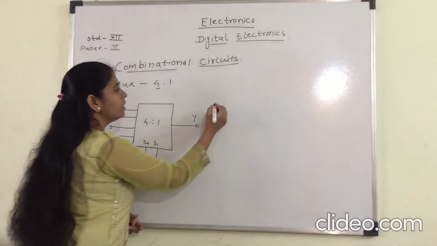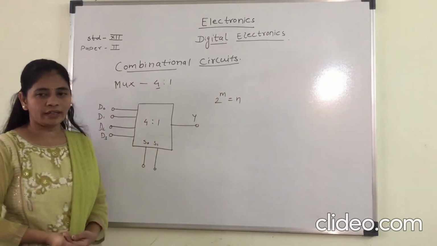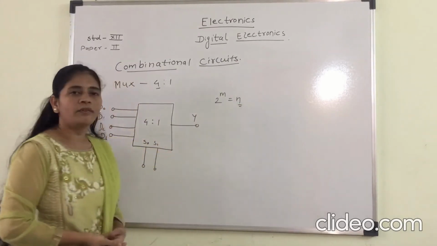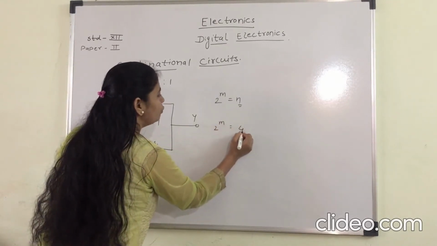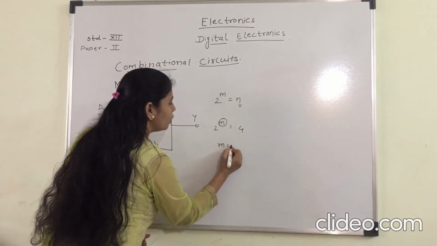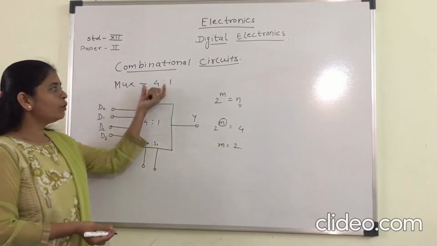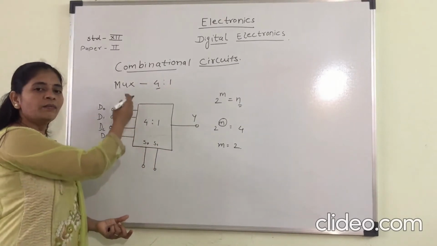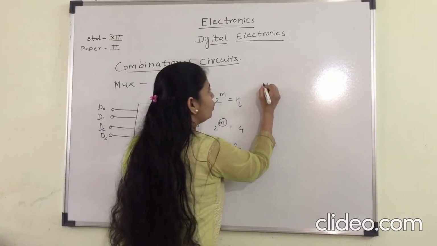Select lines are found using the formula 2 raised to n is equal to m. Suppose there are 4 inputs, so m is 4. So 2 raised to n is equal to 4. Then we have to find the value of n. So the value of n is 2. According to this, there are 2 select lines. Means in 4 to 1 multiplexer, there are 2 select lines, and according to these 2 select lines, the output is selected. Let's see the truth table of 4 to 1 mux.